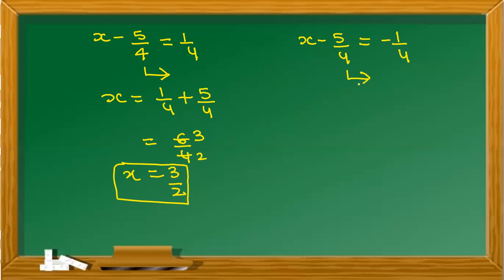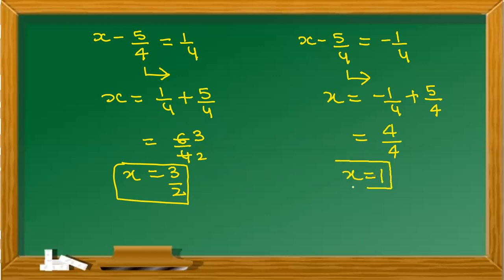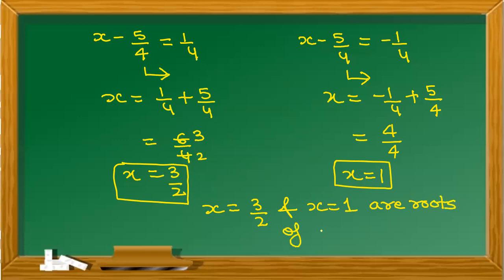Let us solve it here also. So from here we get x equal to minus 1 over 4 plus 5 over 4, which will become 5 minus 1, that is 4 over 4. So x is equal to 1. So that means x equal to 3 over 2 and x equal to 1 are the roots of the given quadratic equation 2x square minus 5x plus 3 equal to 0.